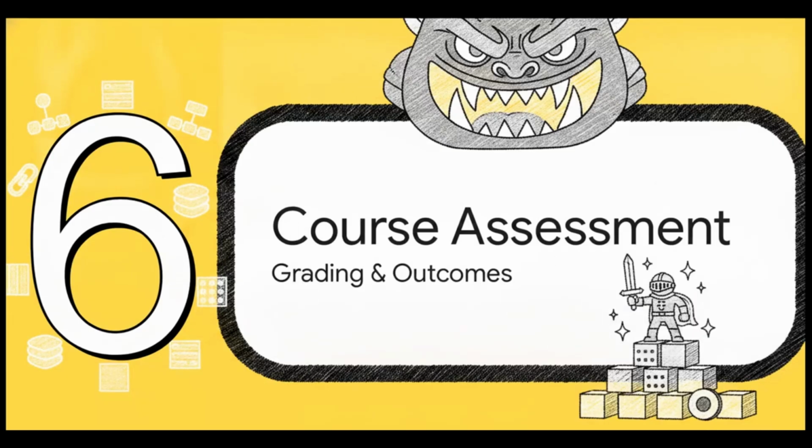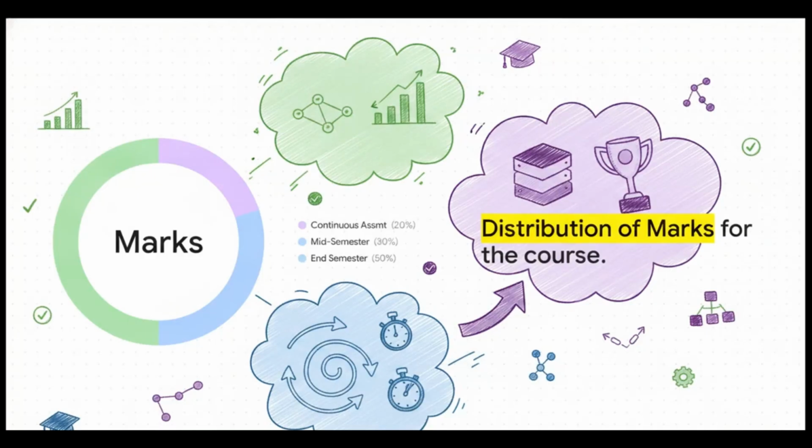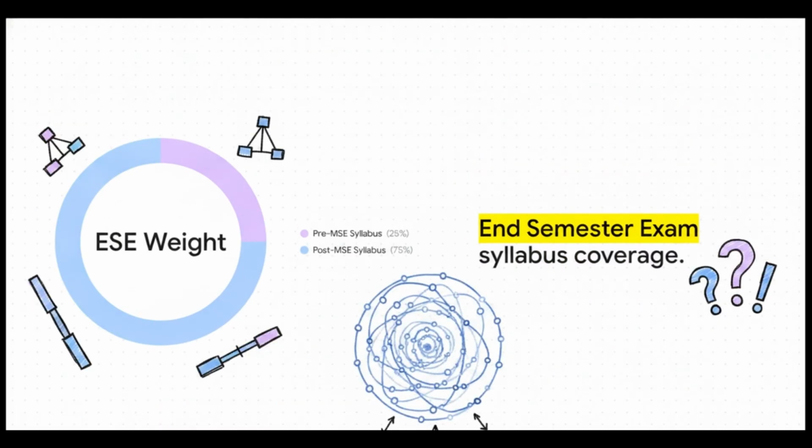Finally, Section 6, Course Assessment and Outcomes. You can think of this as the final boss battle of the course. Breaking down the 100 total marks, we can see exactly how the grading is distributed across the semester. Continuous assessment accounts for 20 marks, the mid-semester exam takes up 30, and the end-semester exam carries the heaviest burden at 50 marks. But it's totally critical to note how that end semester exam is weighted.